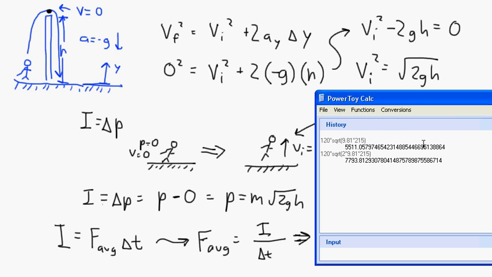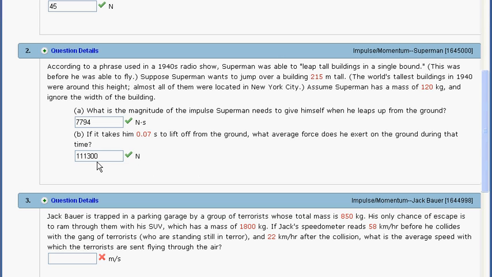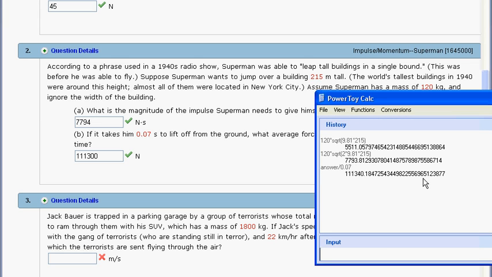So let's see if I can take this answer divided by 0.07, and I got 111,340, so 111,300. All right, and there you go. Now, just to give you a frame of reference, g is 9.8, that's almost 10. So I'll take that force and divide it by 9.81. This force here is equivalent to the weight of this many kilograms of mass. So that is 11,000 kilograms worth of force.